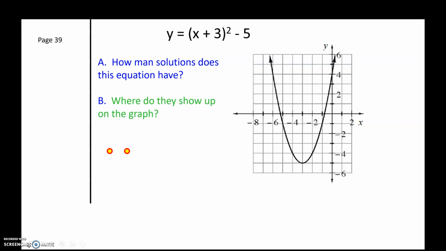All right, now that you've got this down, let's talk about what we have here. How many solutions does this have? Well, your solutions, as you guys learned before, are your x-intercepts. They're your roots. It's where they touch the x-axis. So there are two solutions, and they show up where it touches the x-axis.